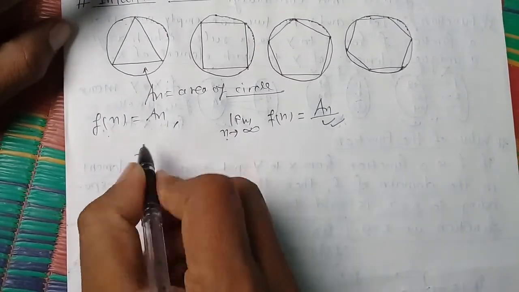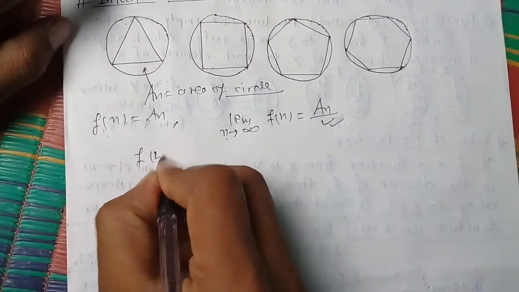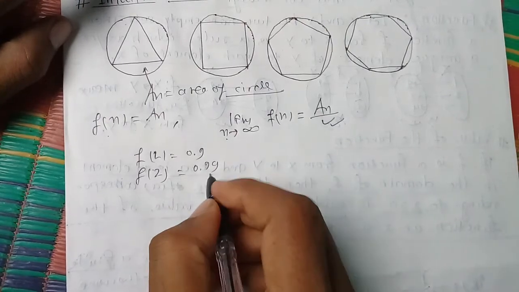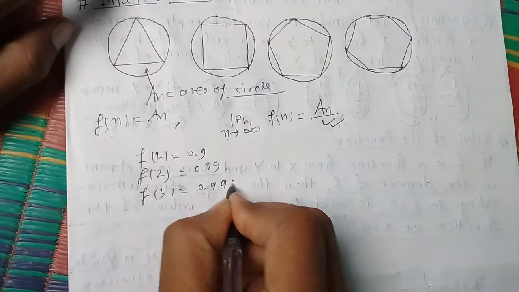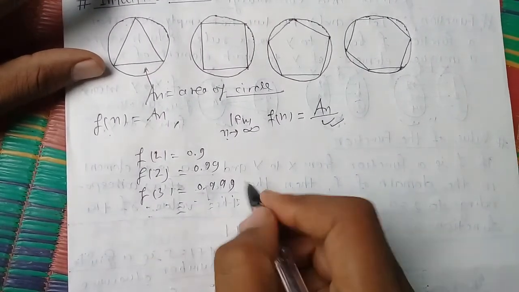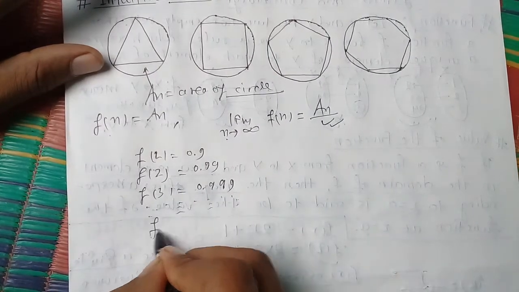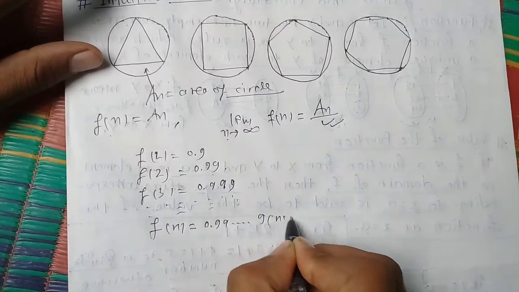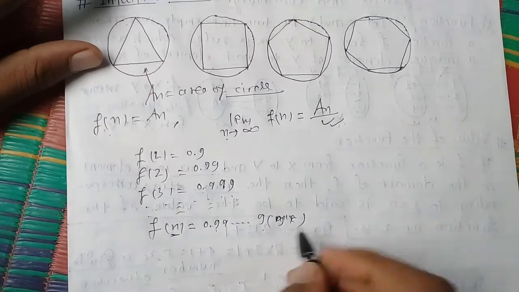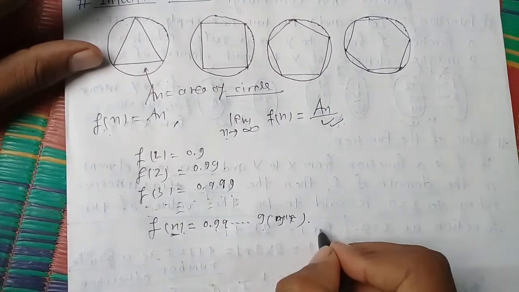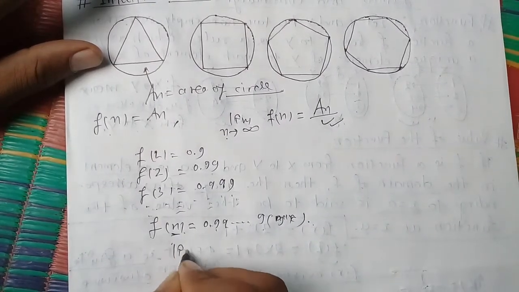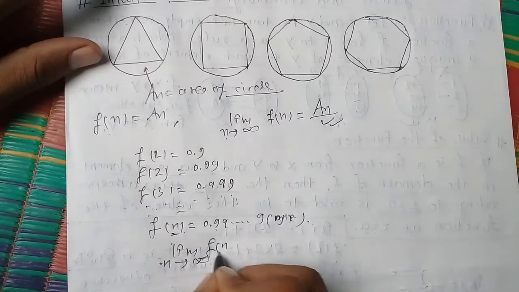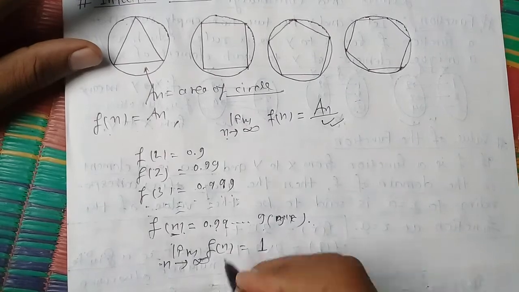Again, if fn is any function, then f1 is equal to 0.9, f2 is equal to 0.99, f3 is equal to 0.999, and if we increase the number of 9s to a very large number, then fn is equal to 0.999 and so on. If we keep adding as many 9s as n, then at the nth term the value of fn becomes very close to 1. So the limit as n tends to infinity: when n is a very large number, fn tends to 1, the limit can go up to 1.